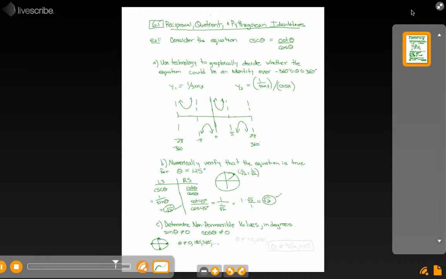And where does cosine equal 0? Well, at 90, 270, etc. So theta can't equal 90, 270, and any 180 past that, 450, etc. If you look at all of these non-permissible values, they would go on indefinitely. You could list a million of them if you needed to, but the fastest and best way to do this would be to say, what can theta not equal? 0, 90, 180, 270, 360, any multiple of 90 degrees. So if you said 90 degrees times n, where n is any integer, you would have listed all the non-permissible values for this particular identity.